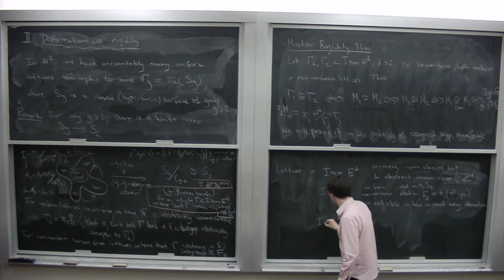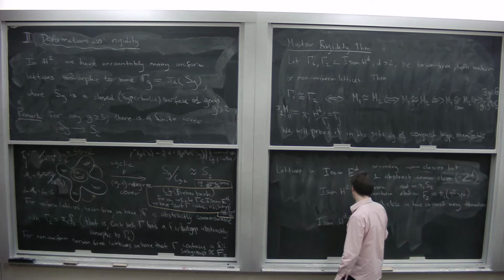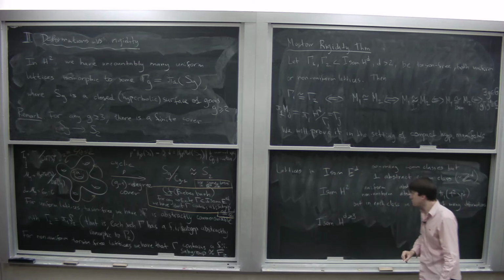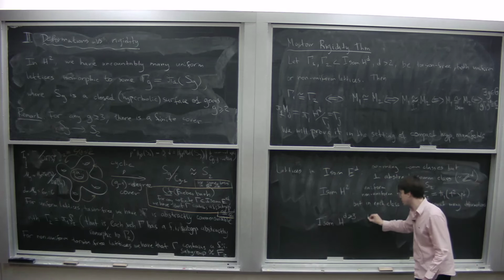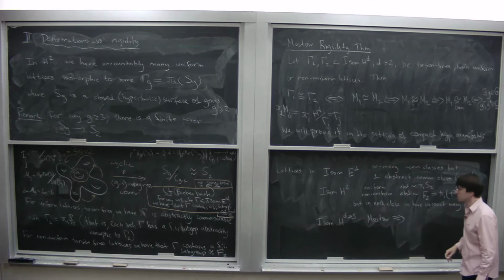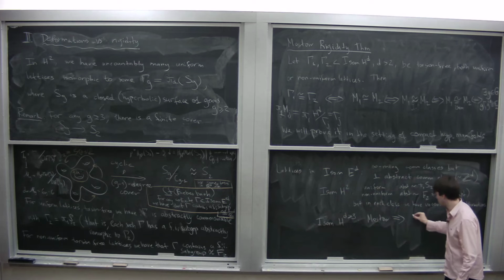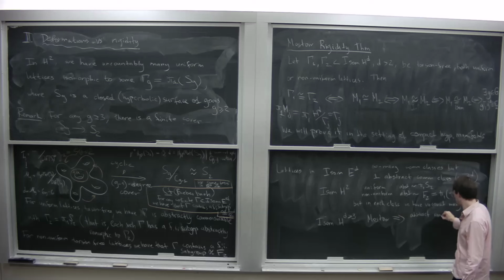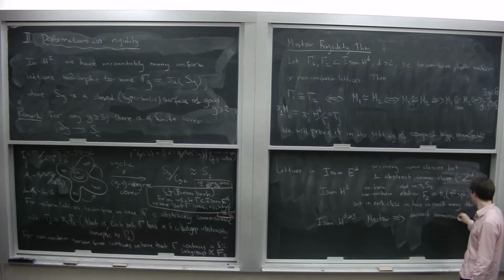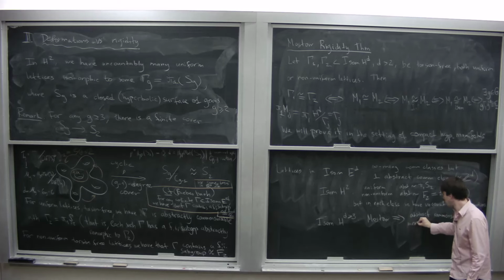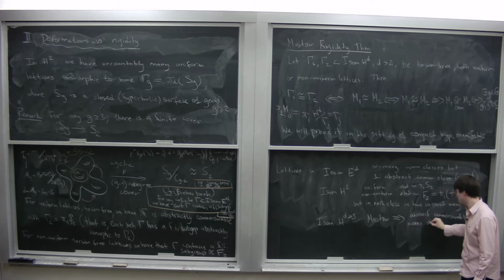And in Isom H^d with d greater or equal than 3, Mostow rigidity implies that abstract commensurability is the same as geometric commensurability, which means standard commensurability.